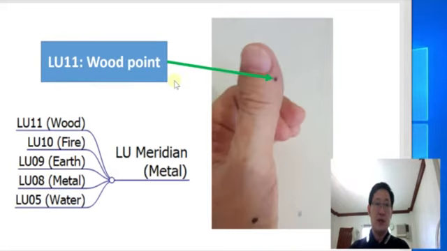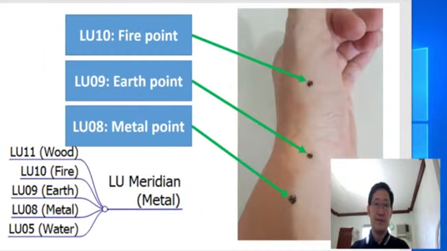Next one is the lung meridian. The lung meridian's wood point is LU11. This is the end of the finger. It's easy to find. Next one, I write down 3. Okay. First one is the fire point of the lung meridian, which is LU10 here. Next one is the earth point, LU09. Next one is the metal point, LU08.